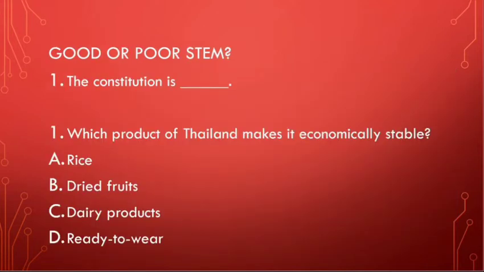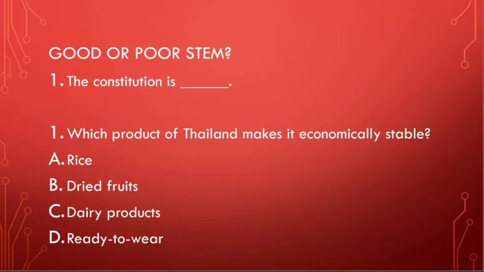Now, let's identify what we mean by good or poor stem. For number one, the Constitution is blank. Is this an example of a good or poor stem? Based on our example, it's an example of a poorly constructed stem. Why? Are you asking for a definition? Are you asking for an adjective? Are you asking for another meaning for constitution? It's not clear what they are going to provide.